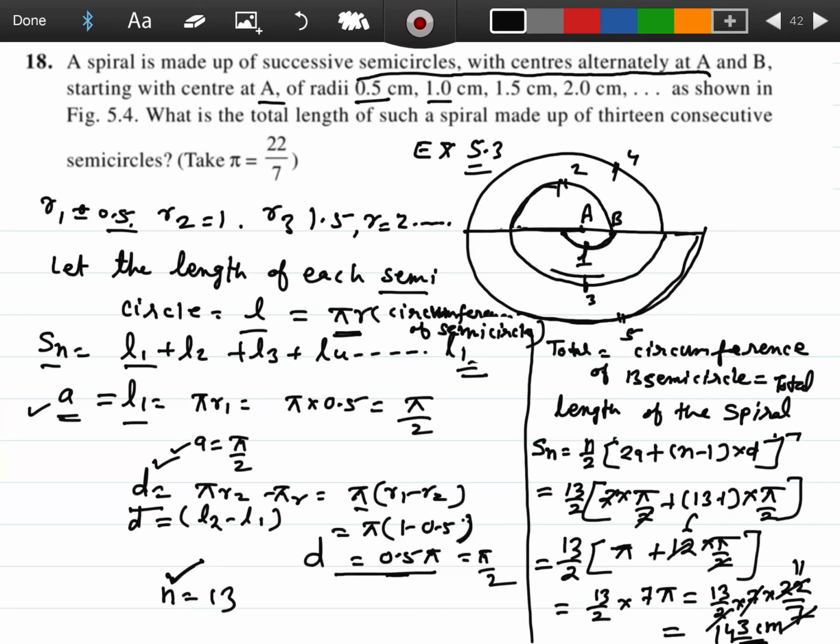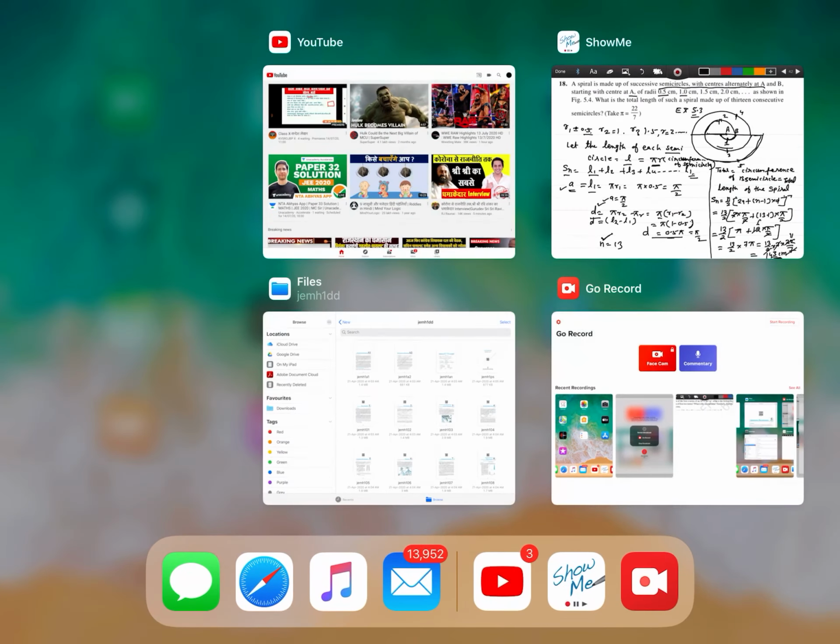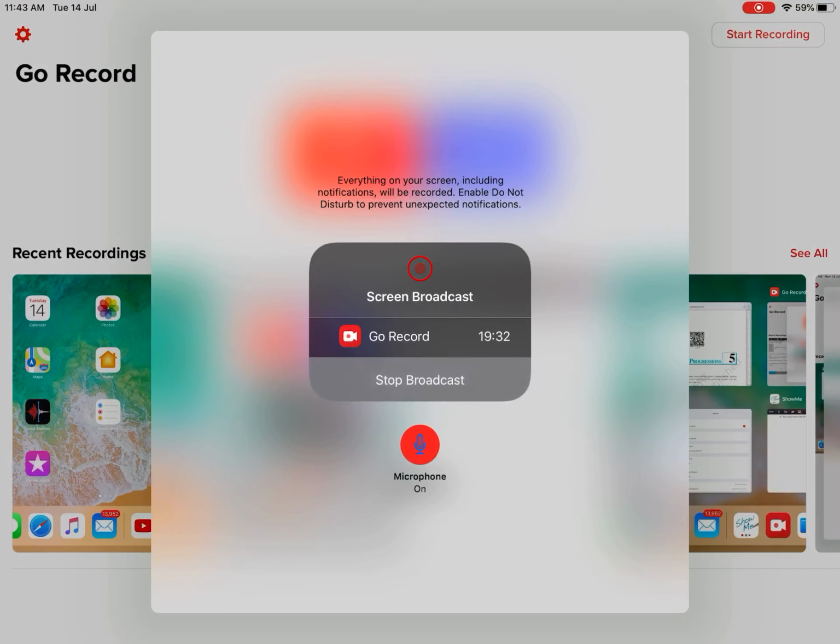So by putting the values in the formula for the sum of the first n terms of the AP, we find the value of Sn. In this way we have found the total length of the spiral.